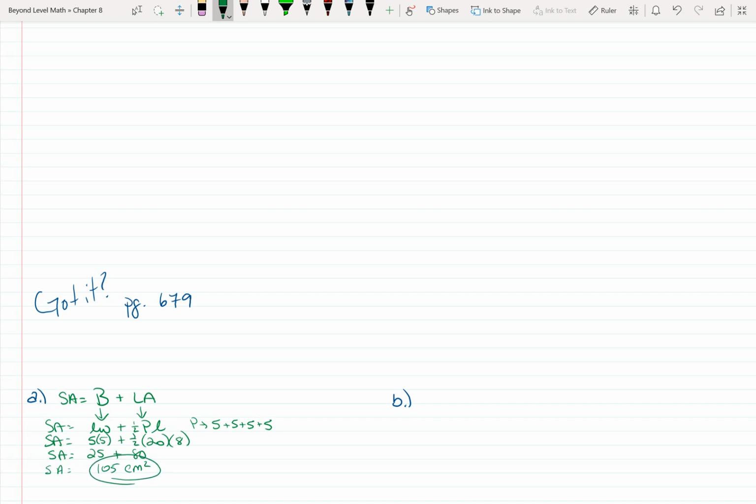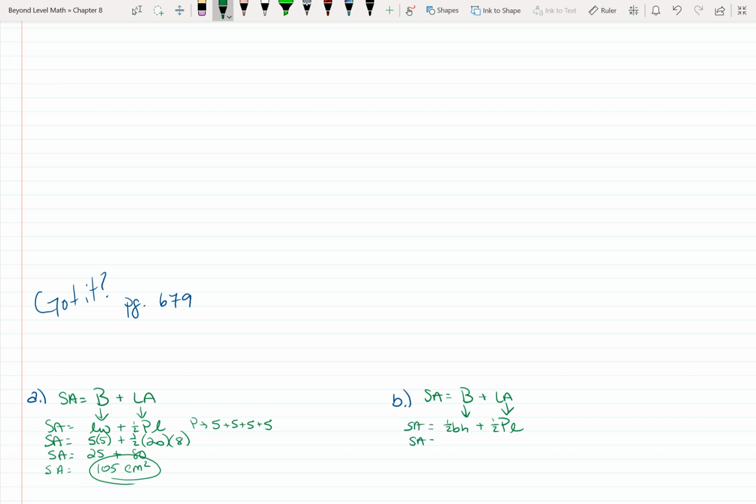Alrighty, got it. B, again, I'm going to start with my originals. So surface area equals area of base plus lateral surface area. I'm going to go ahead and break down lateral surface area because it's always the same: 1/2 times perimeter times slant height. All right, now area of the base. It says find the total surface area of the pyramid shown, and it is a triangular pyramid. So the area of a triangle is 1/2 base times height.